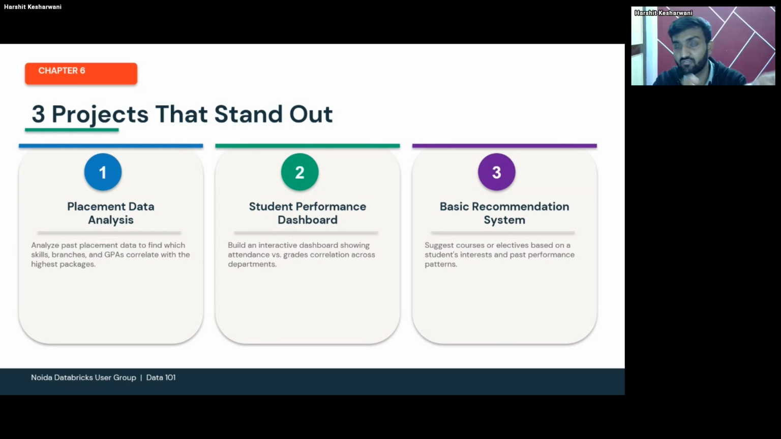So placement data analysis would require data engineering and then BI skills, maybe a bit of BI. But when it comes to the student performance dashboard, of course, it's going to take some data engineering skills and BI skills. Then a basic recommendation system, like suggesting courses based on their previous performance. This would require data engineering plus data science skills. It's not that you should stick to only one profile, but you should be specialized in one profile while having a broader clarity of other roles as well.